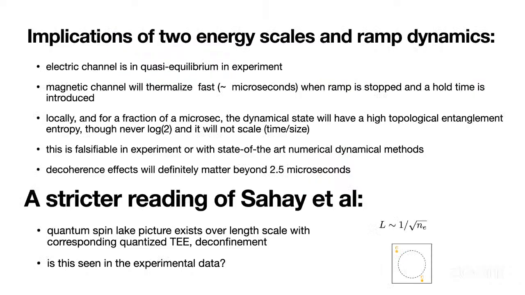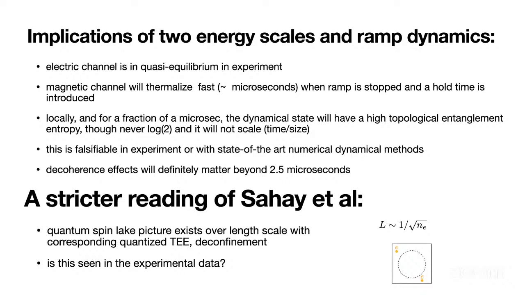The implications of this are as follows. So it implies, if this picture is correct, that the electric channel is in quasi-equilibrium in experiment, always. That the magnetic channel will thermalize fast, but is ultimately, after the Kibble-Zurek, not in equilibrium. And this will thermalize on the scale of several microseconds. Locally, and for a fraction of a microsecond, you have a kind of a dynamical state that will have a reasonably high topological entanglement entropy, but never exactly pinned at log 2, and it will not scale. If you increase system size, if you do longer times, this number will go down.